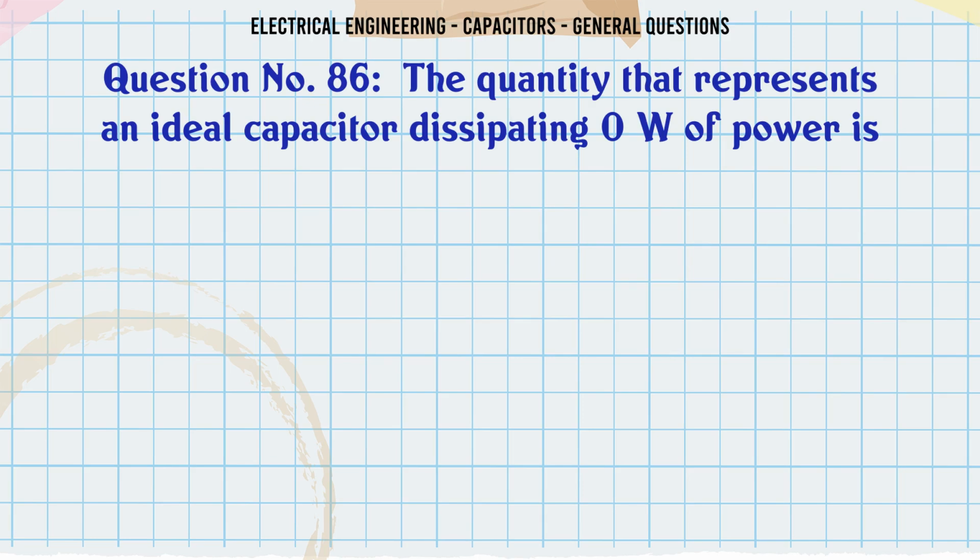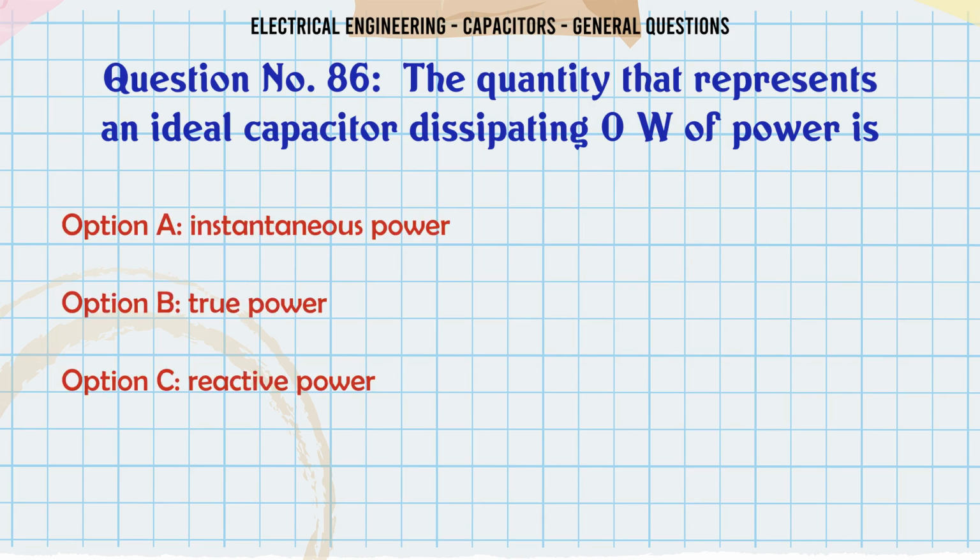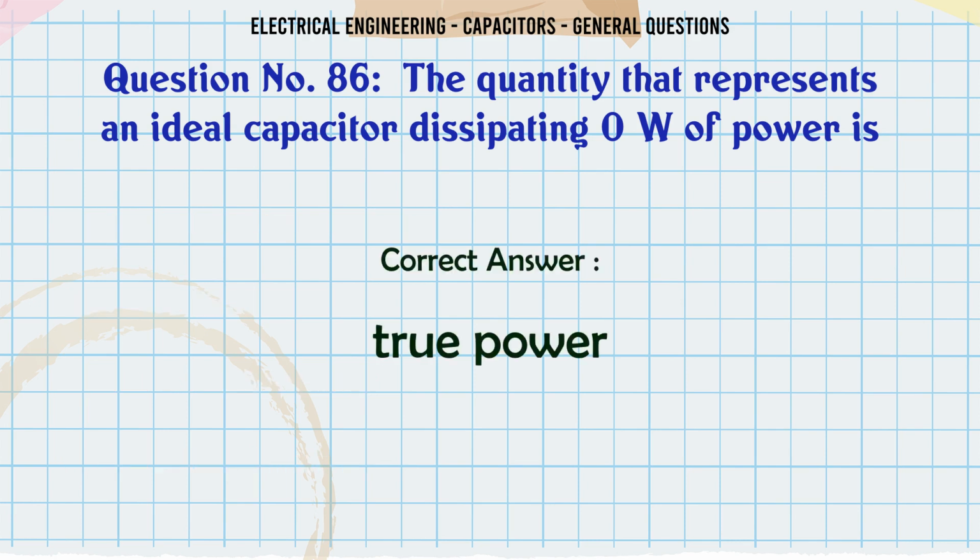The quantity that represents an ideal capacitor dissipating 0 W of power is A. instantaneous power, B. true power, C. reactive power, D. resistive power. The correct answer is true power.